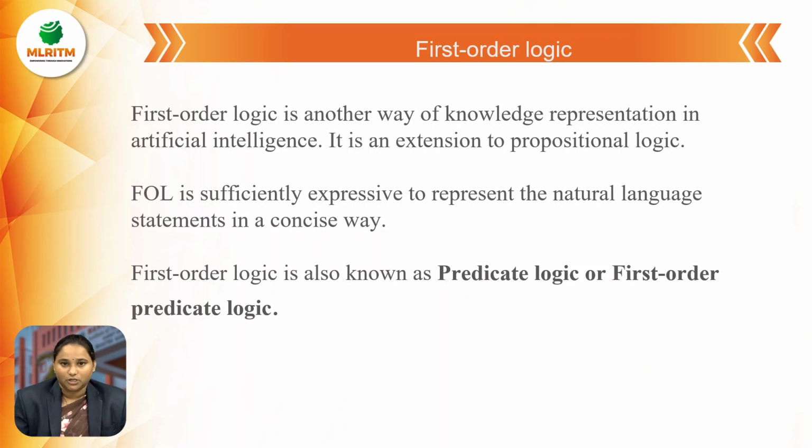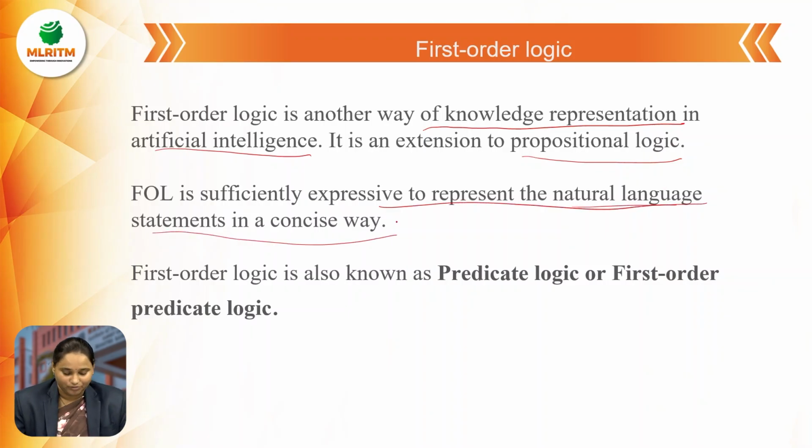First, first order logic is a way of representation in knowledge representation in AI. It is the extension of propositional logic. Next, it is expressive enough to represent natural language statements in a concise way. It is also known as predicate logic or first order predicate logic.